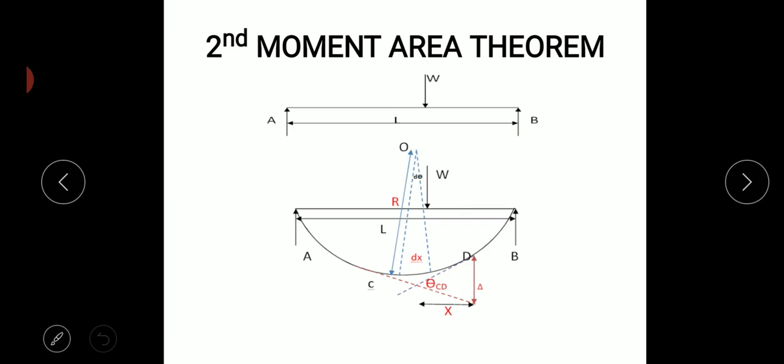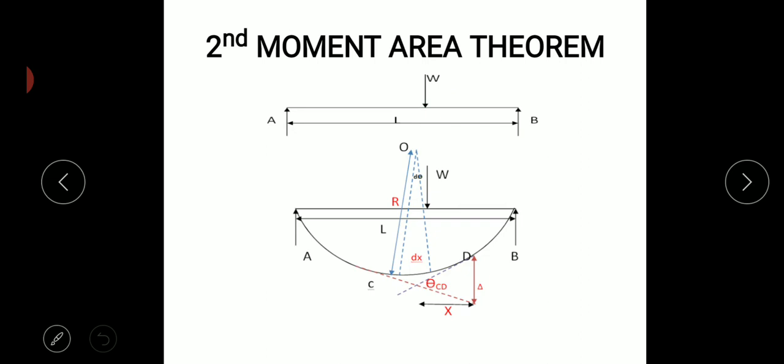Again, I am just considering the simply supported beam AB subjected to the load of W magnitude. Let C and D be the 2 points between the supports A and B. In order to determine the deflection for the elementary length, let delta be the deflection between the 2 points C and D, and let x be the distance from D to the point of tangent. Let theta CD be the angle between the tangents drawn from points C and D.